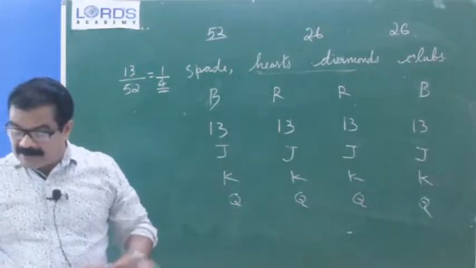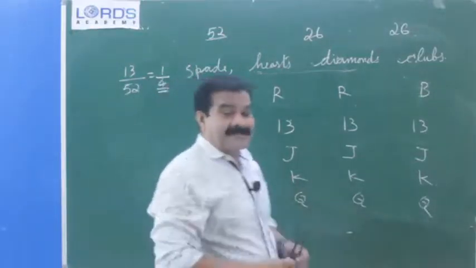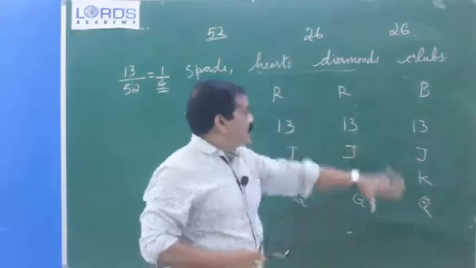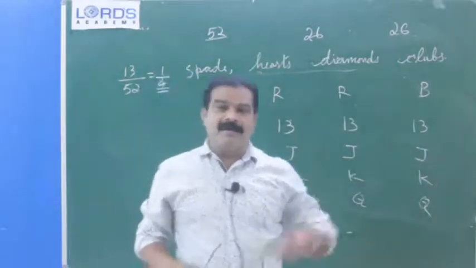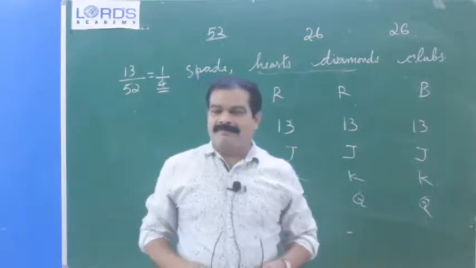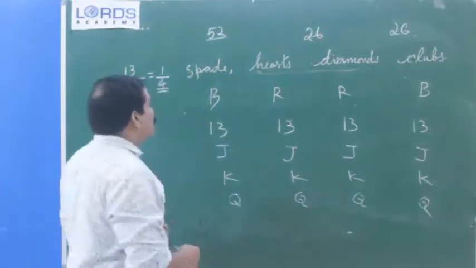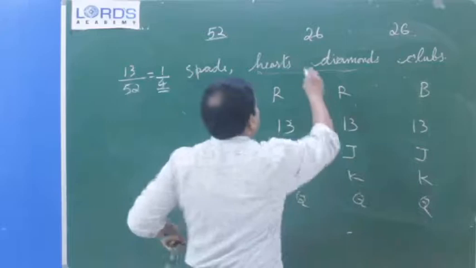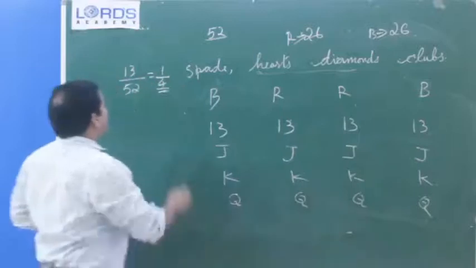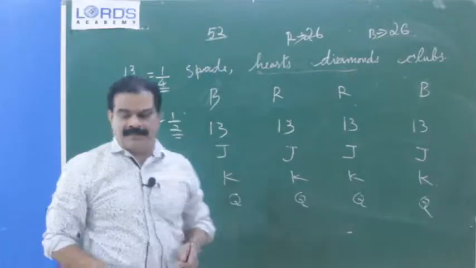Then question number 2, what is the probability of getting a red card? Give me the favorable case for that. I have already given an explanation about this. How many red cards are there? How many black cards are there? Please tell me. 26. The favorable case is 26. So the probability of getting red, this is red, this is black, is 26 by 52, which is equal to 1 by 2. You write that one.